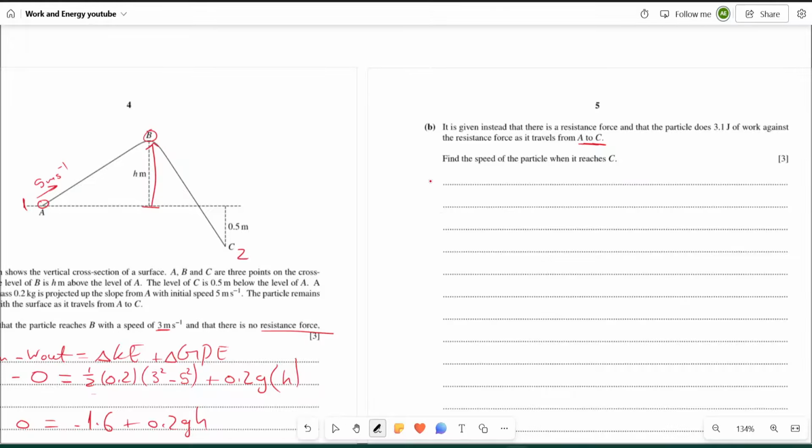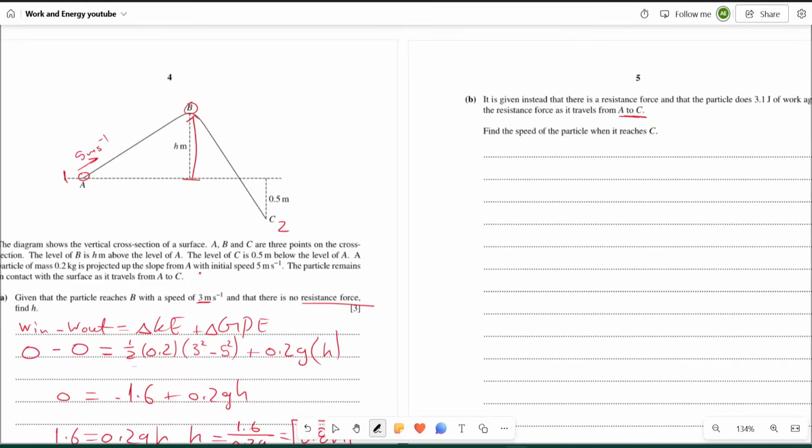So let's again write the work energy equation. It's already written over here. So let's figure out what is work in. Do I have any work in? Still no force that is giving energy into my system. Do I have a work out? Yes, it's minus 3.1 joules. It was given in the question.